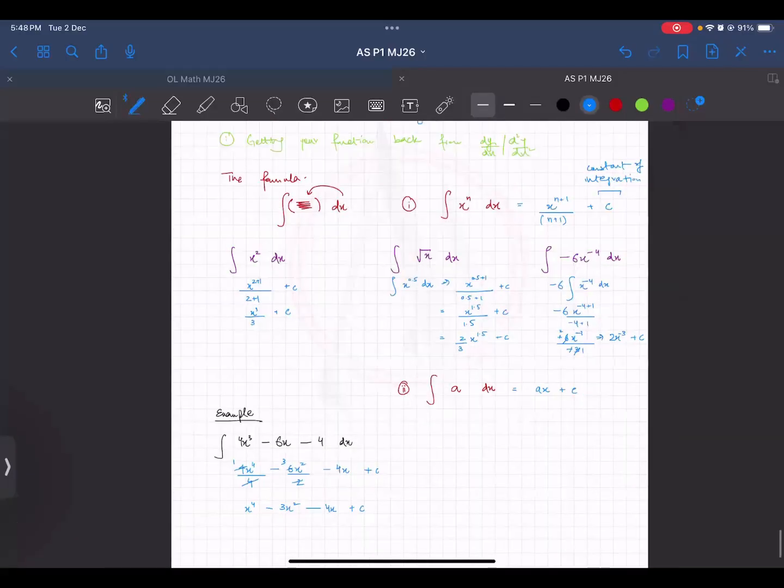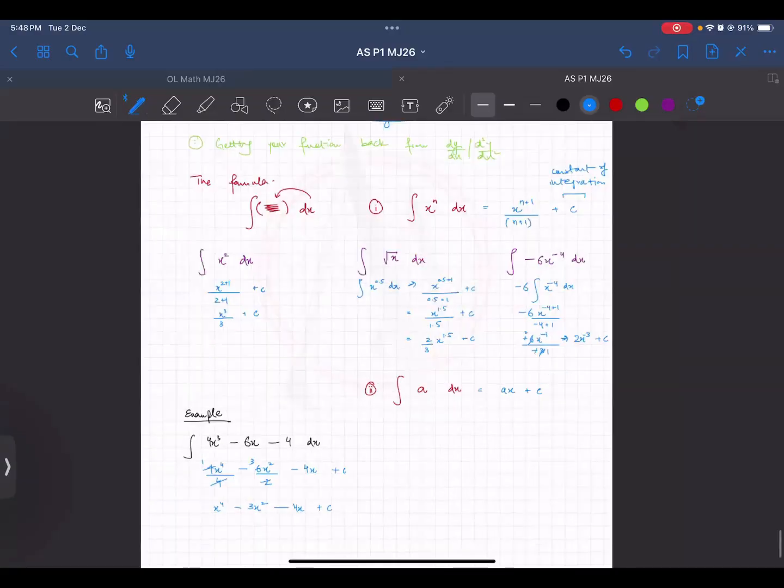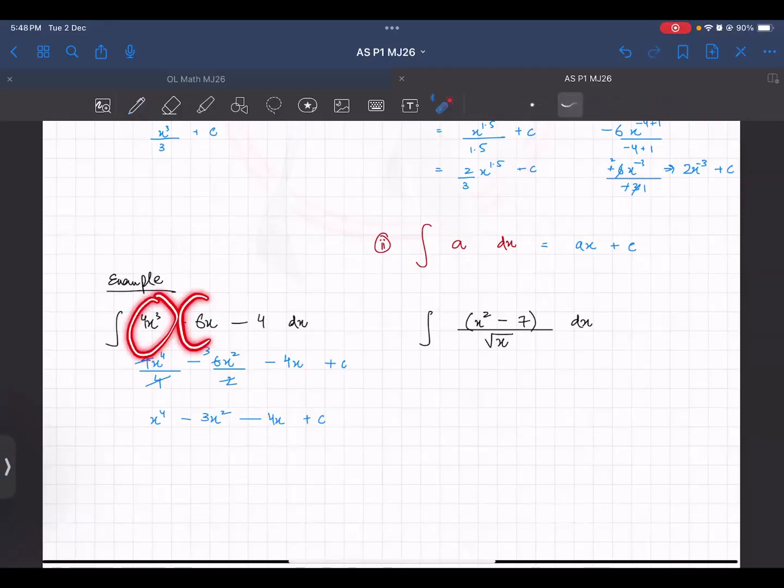Sometimes you may also need to simplify your equation before you start integrating. Sometimes your equation won't be as simple. Let's suppose it is something like this. Integral of x square minus 7 upon under root x. Now in this one, you cannot directly start integrating. You won't be able to. So first you will have to simplify, use a bit of indices, and separate the terms. Separate terms, and then that would become easier for you to integrate.